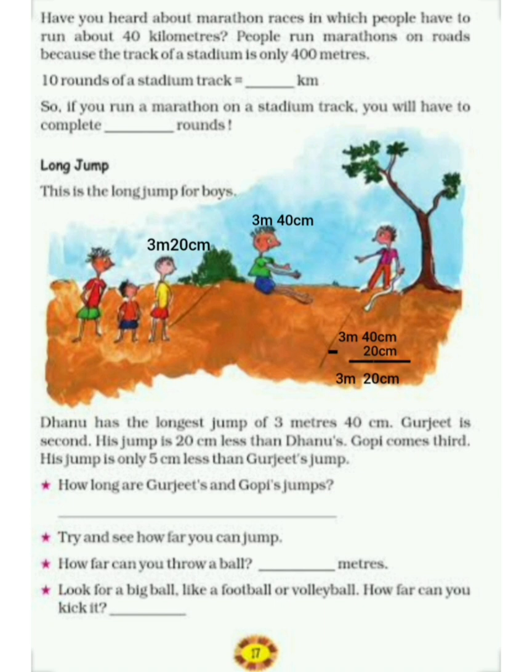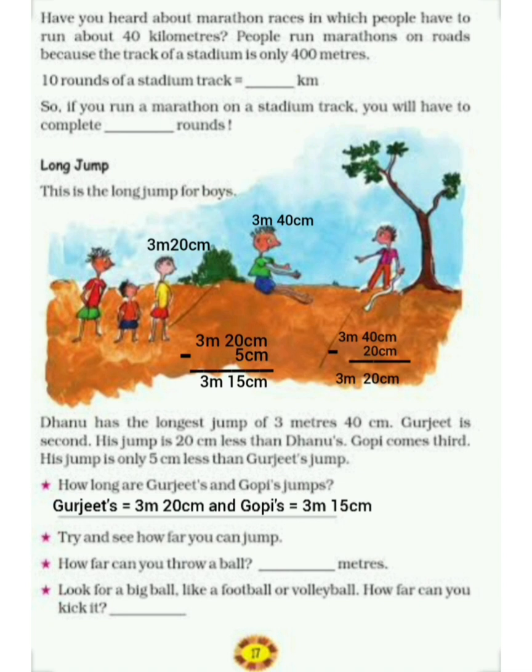Got it? Then, here we find out Gopi's jump. Gopi's jump is 5 centimeters less than Gurjit's jump. So, here we will do subtraction. Gurjit's jump is 3 meters 20 centimeters minus 5 centimeters. So, Gopi's jump is 3 meters 15 centimeters. Have you understood? Next, try and see how far you can jump. Dear students, you will take it as homework.